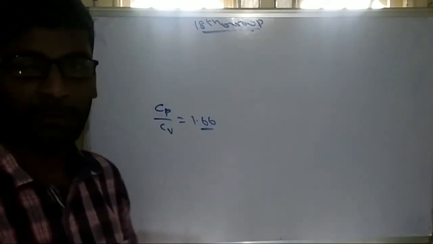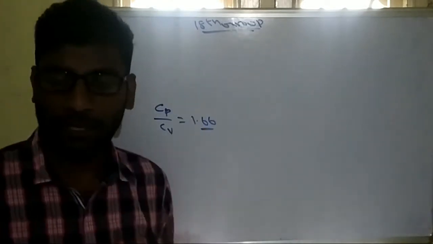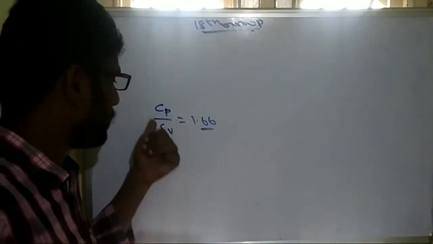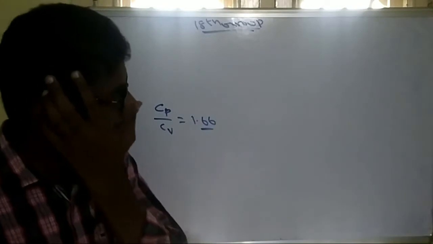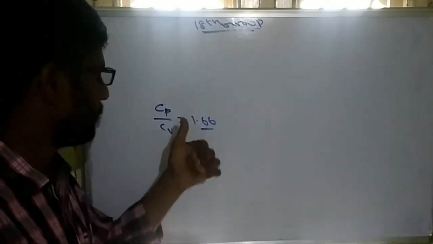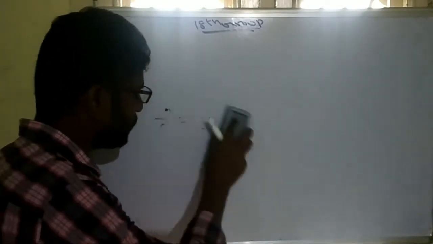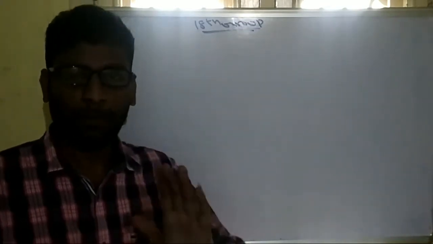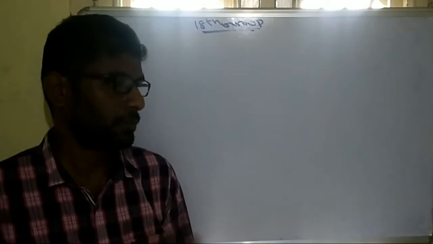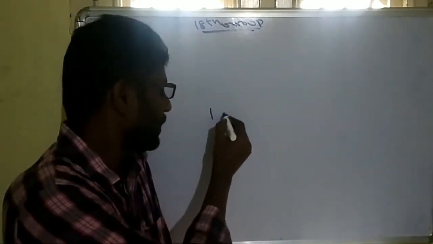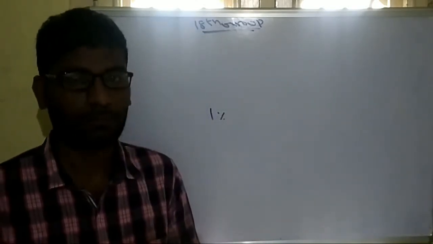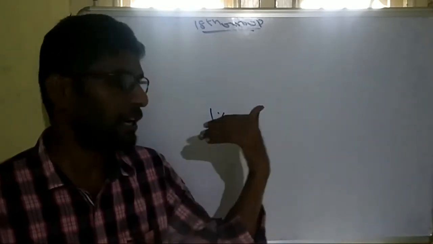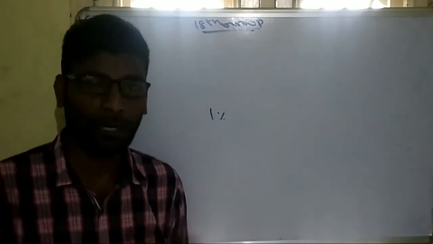All noble gases have a Cp by Cv ratio of 1.66. So remember it: the Cp by Cv ratio of any monoatomic gas like helium, neon, argon will be 1.66. Now, these noble gases are mostly present in the atmosphere. In the atmosphere, about 1% by volume contains noble gases.